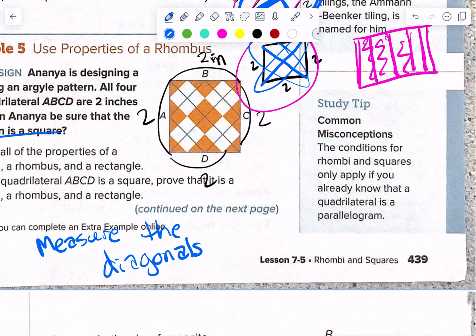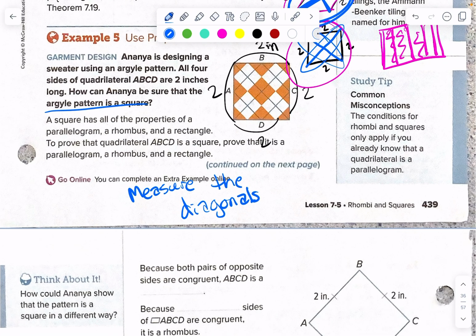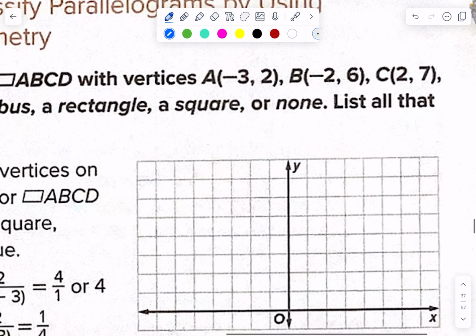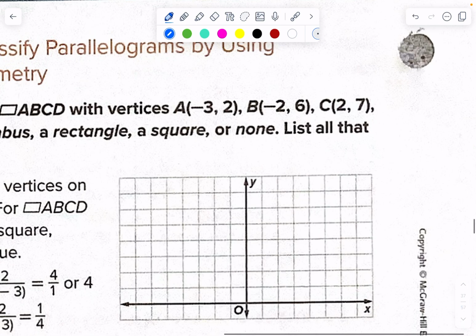Okay. All right, example 6. We got to plot some stuff. Let's, I don't know, -3, 2. That's A. So plot these points. -3, 2. We've got -2, 6. We've got 2, 7. And 1, 3.